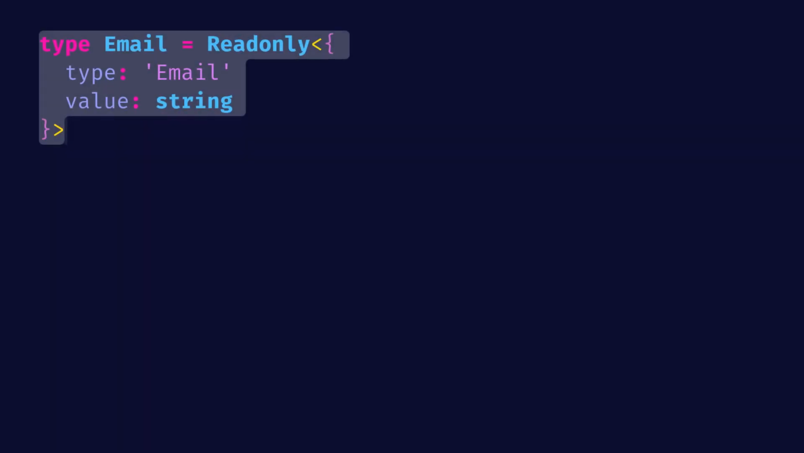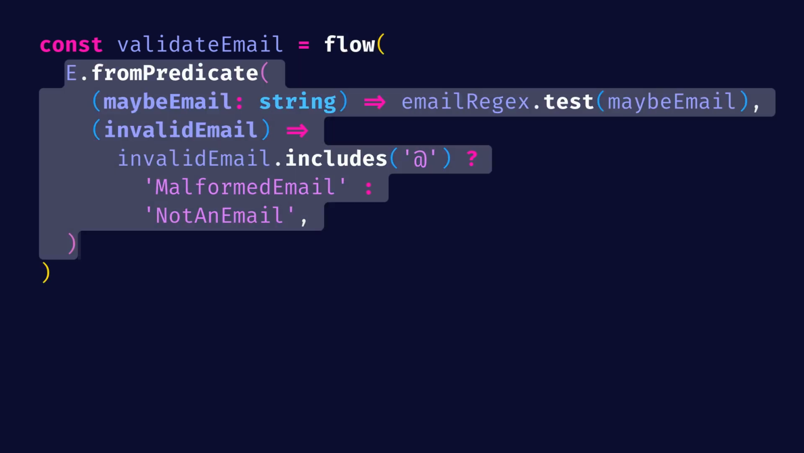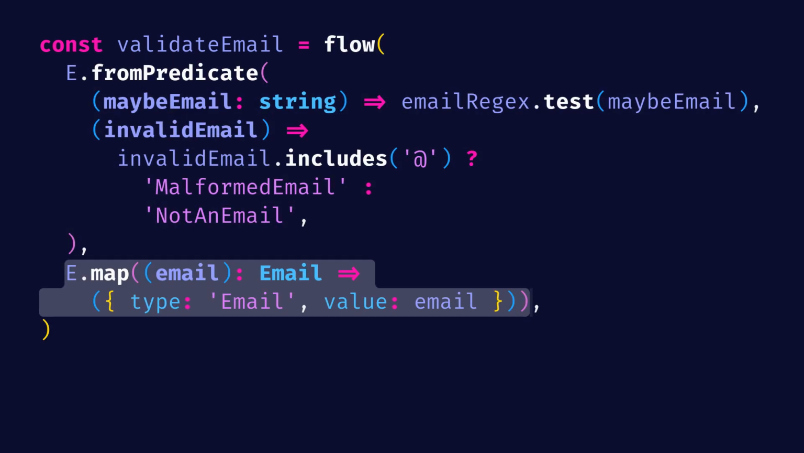So we can define an email type, which is a simple object that has a type and a value property, and have validateEmail return an email object instead of a simple string by doing function composition with flow, where we first create an either and then map its right value, which is an email string, into an email object.